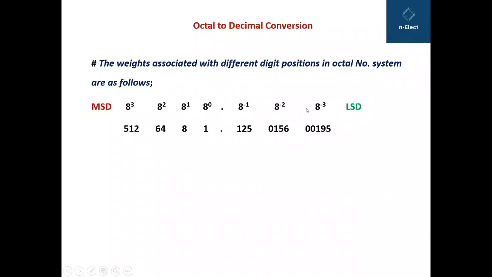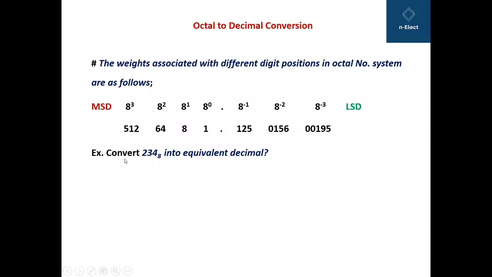Similarly, the weights on the right hand side, that is towards the LSD, the least significant digit, will be 8 raised to power minus 1, 8 raised to power minus 2, 8 raised to power minus 3, and so on and so forth. We have actually written the values of 8 raised to power 0, which is 1, 8 raised to power 1, 8, 8 raised to power 2, 64, then 512. Similarly, on the right hand side of the octal point, the weights will be 8 raised to power minus 1, that is 1 upon 8, which is equivalent to 0.125, 8 raised to power minus 2, which is equivalent to 0.0156, then 8 raised to power minus 3, which is equivalent to 0.00195, and so on and so forth.